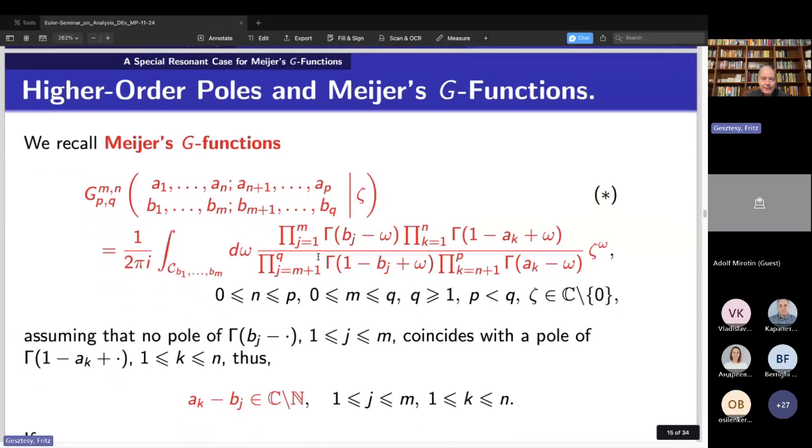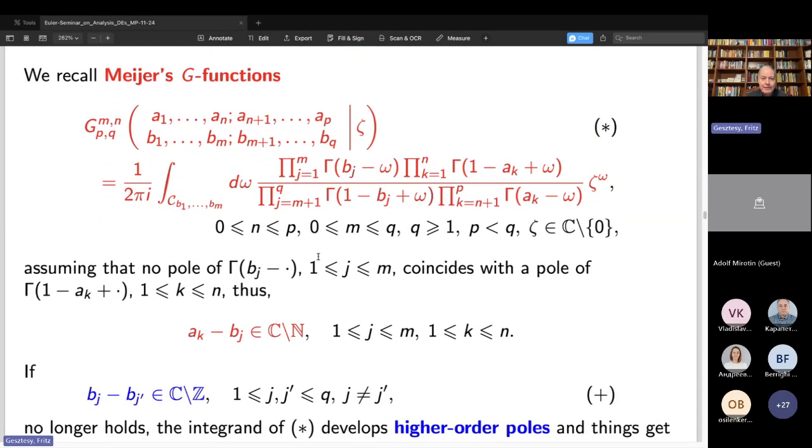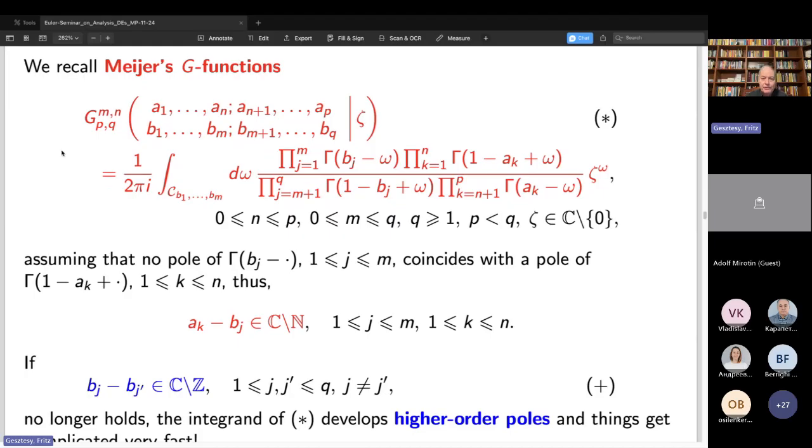So in order to take a closer look at that, I'm repeating the definition of the Meyer's G function. So again, this contour integral over ratios of gamma functions. And now let's assume that there is no interference with the poles in the numerator between these two types of gamma functions, b minus omega and 1 minus a plus omega. So this means from this point on, we will assume that a minus b is not a positive integer.